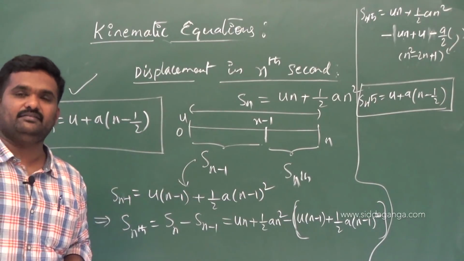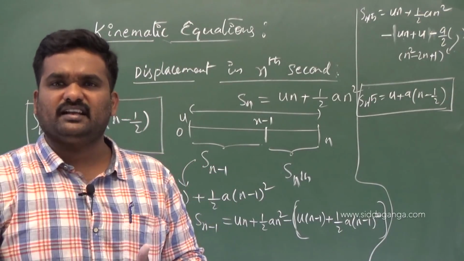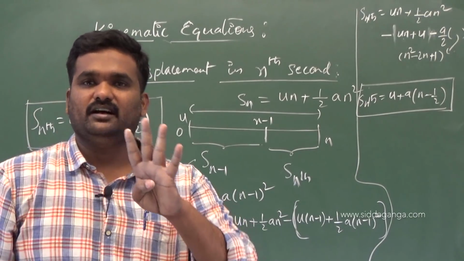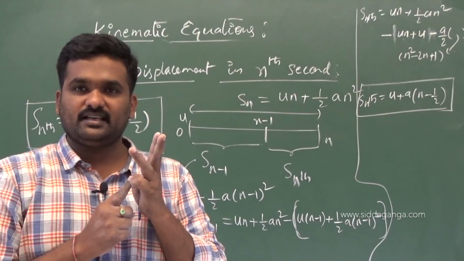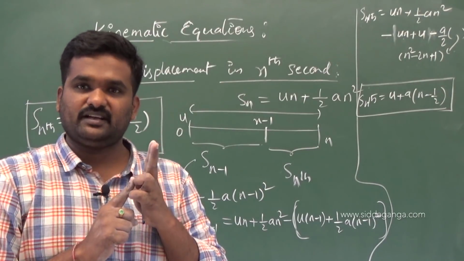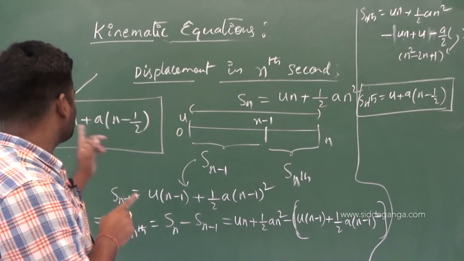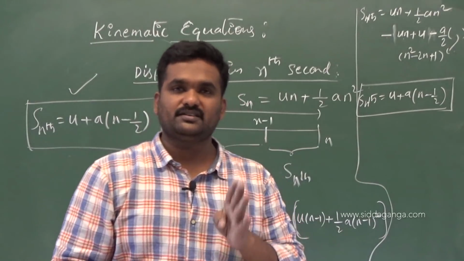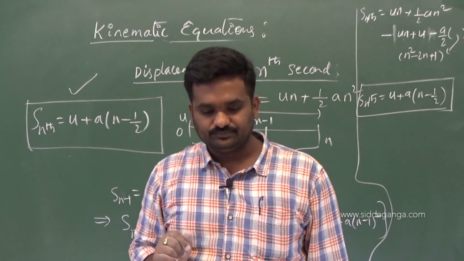You can use this equation for a body which is moving with uniform acceleration. For all uniformly accelerated bodies, four equations you have to remember from this session. One is v equals u plus at, s equals ut plus half at square, v square equals u square plus 2as, and the fourth equation is S nth equals u plus a into (n-1) by 2. These four equations you have to remember for a body moving with uniform acceleration.